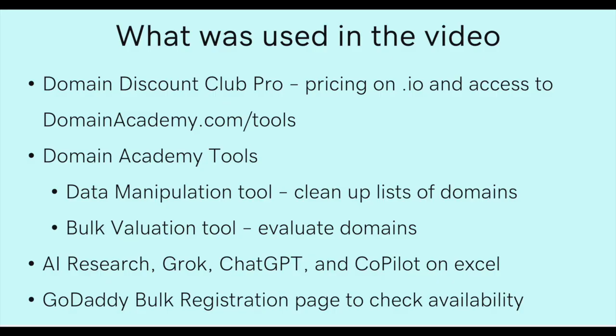But this is a way that you can use AI to generate lists, to find potential names for you to be able to sell, and then to pair that with DDC using Domain Academy's tools to narrow down your list and highlight ones that have potential value.